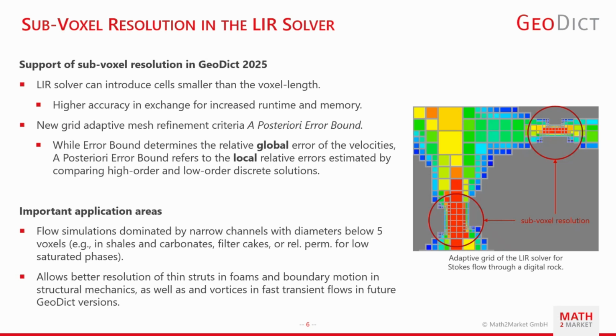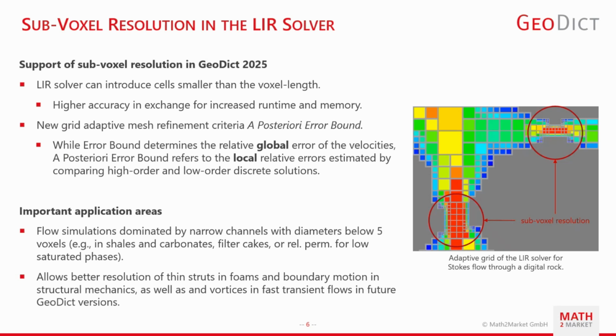And this feature is very important for flows, for example, if you have structures with low porosity, with small pore channels. But this can also be important for other application areas. For example, for filtration, where you have a dense filter cake on the top. And this can also be very important for computing relative permeability, where you have low saturated states and you have thin layers which are not resolved well enough. So that can be very important.